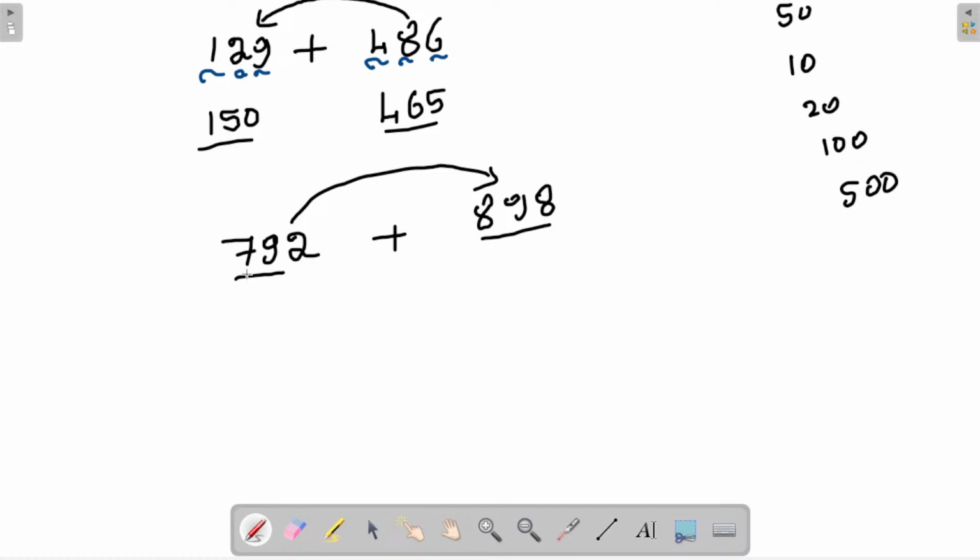First 900 plus 700. How much is 900 plus 700? 1600 plus 90. Your answer will be 1690. That is your answer. Okay, is it clear? Just write a few examples. We will do so many questions in the simplification part. Here we just learn the methods.